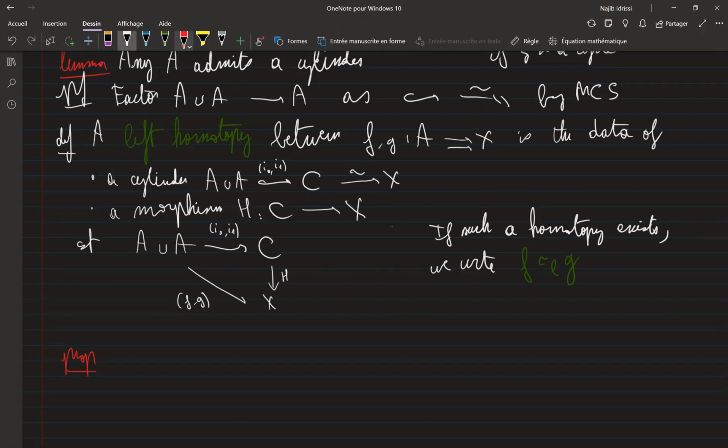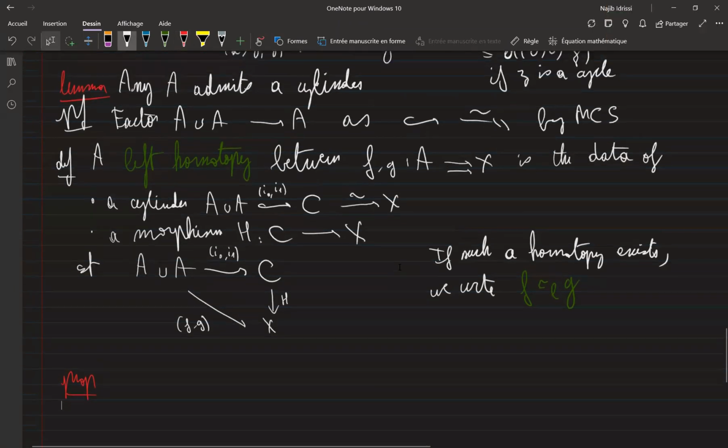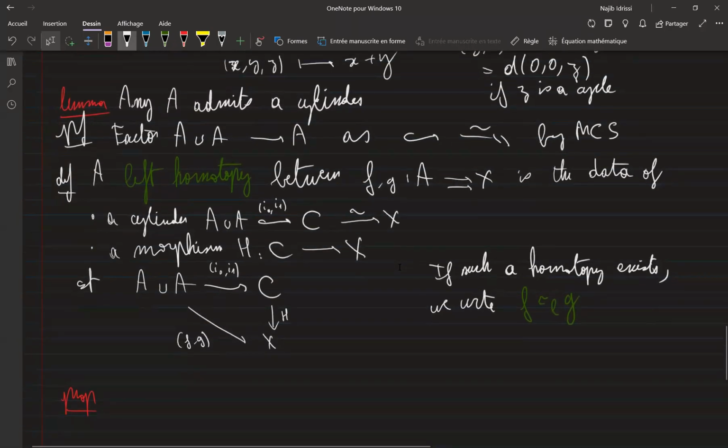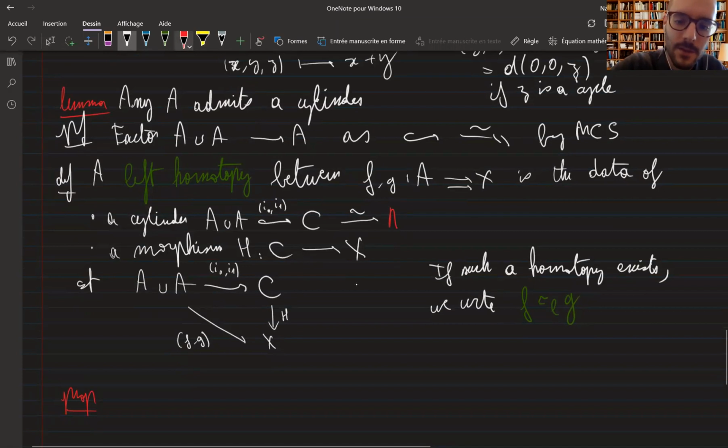All right, so excuse me. Yeah. I think you made a small mistake. It's rather a cylinder A union A into C into A. Yes, of course. Yes, sorry. So there was a little mistake here. This thing was an A, not X. All right. But H goes from C to X.